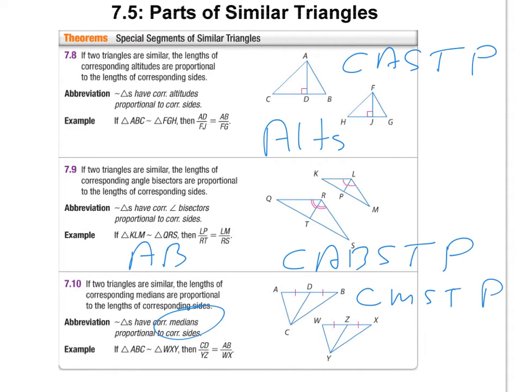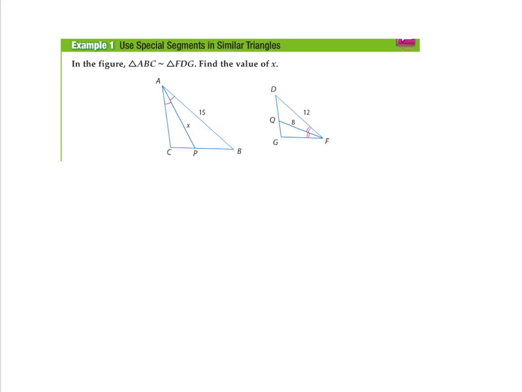Alright, so we're going to use this in problems such as this. If triangle ABC is similar to FDG, find the value of x. Notice that x is an angle bisector in the bigger triangle. So if I take the angle bisector is to one of its sides is equal to the same angle bisector in the similar triangle to the corresponding side. So I now know that x is to 15 as 8 is to 12.